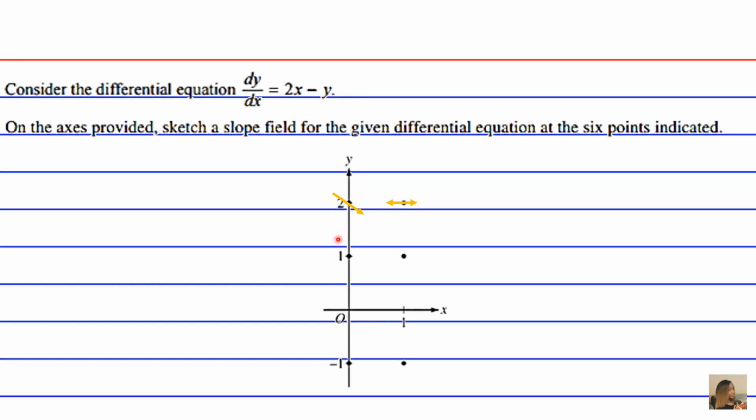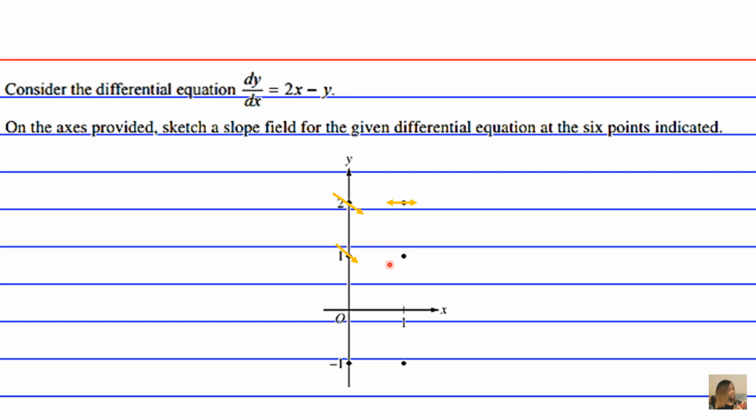All right, and the third point we're going to deal with is right here. It's the point (0, 1). So again, if we plug in 0 for x, we get 0. If we plug in 1 for y, we get an answer of -1. So our slope should be decreasing from left to right and look something like this.